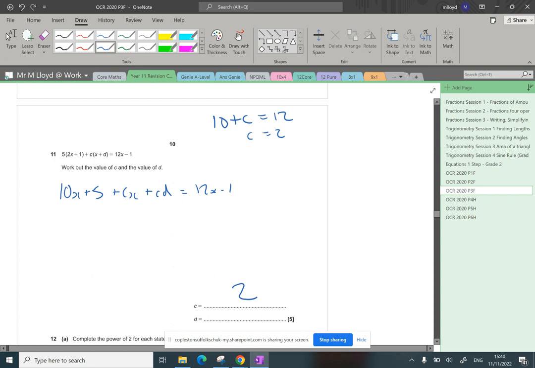Now, looking at this next bit, we've got 5 plus CD will equal negative 1. 5 plus, and C is worth 2, so 2D will equal negative 1. 2D, therefore, when we take the 5 away, will give us negative 6. And D is negative 3, so minus 3 for that one.